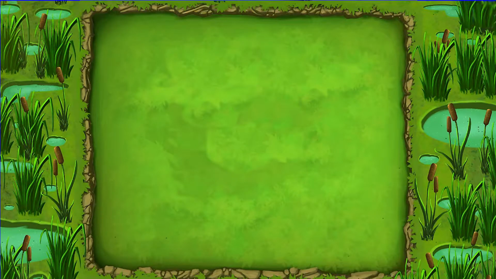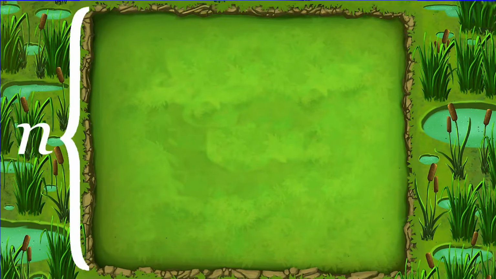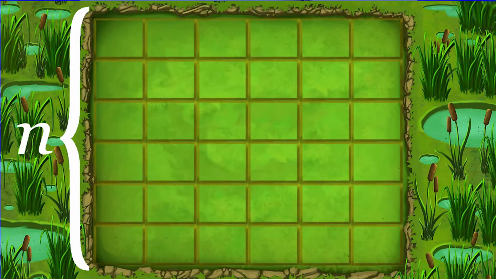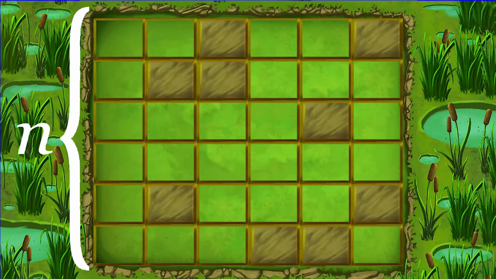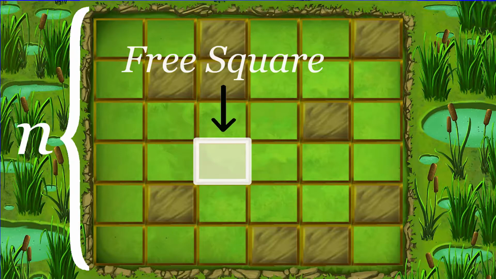A two-dimensional square field of size length n is divided by a grid of unit squares. In some of the grid squares there are stones which obstruct the path in the field. A square which does not contain a stone is called a free square.